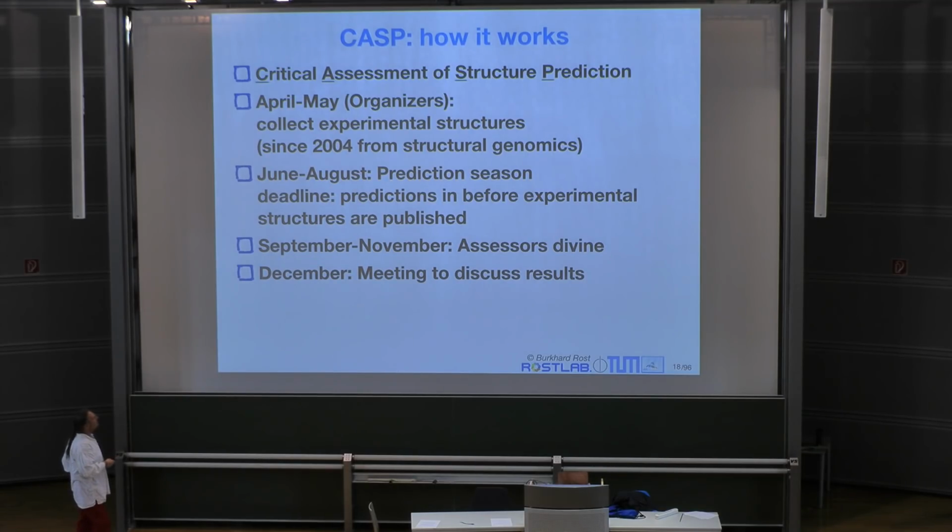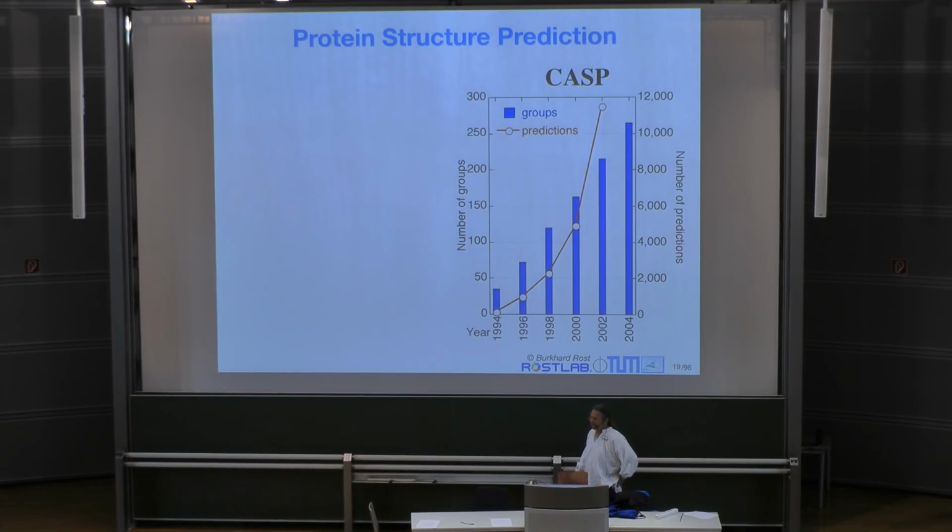There is a period from September to November where the so-called assessors divine, as I call it here. And then there is a meeting in December where everybody sees how well they did. This is an evolution of the first years, it started in 1994, in terms of the number of contributions and the number of structures.